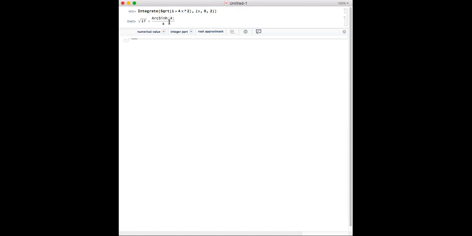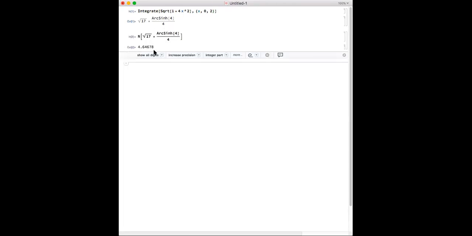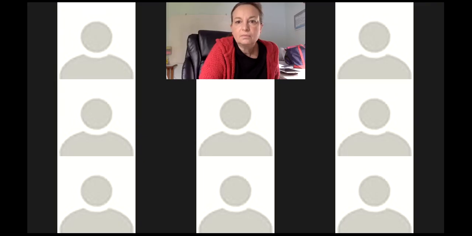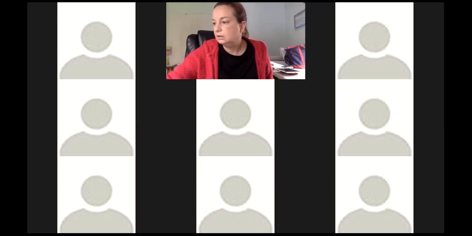And it looks like a messy result. Square root of 17 plus the hyperbolic arc sine of 4 over 4. So this is a sort of mess. Let's just go ahead and get the numerical value, and it will approximate it for us. So it's about 4.65 units from the point 0,1 up to the point 2,25. We'll actually go back here and screen share again.